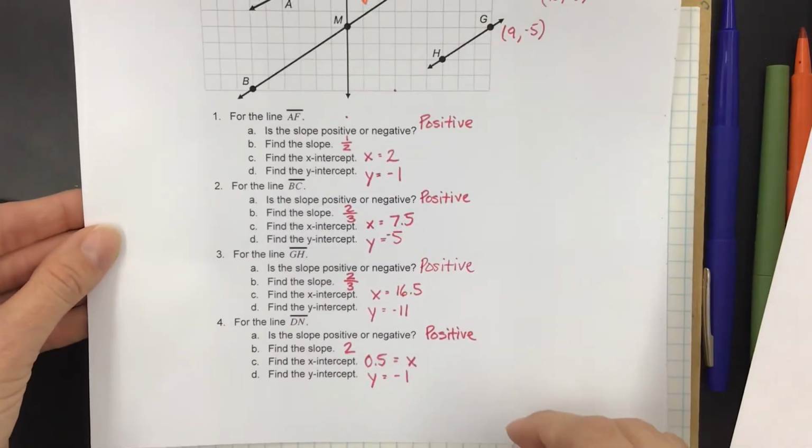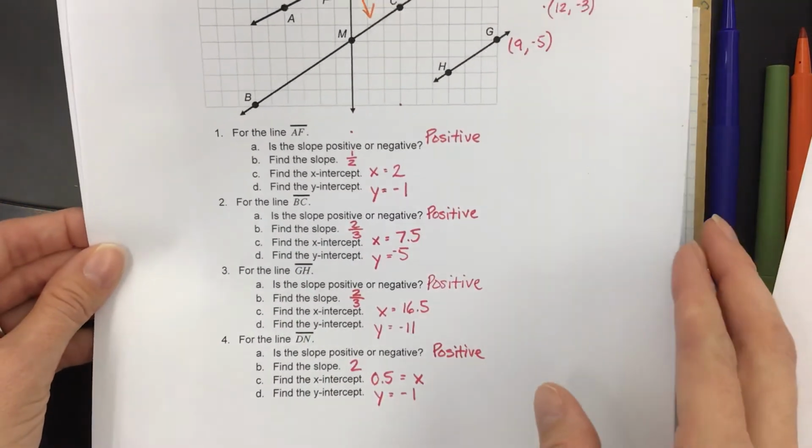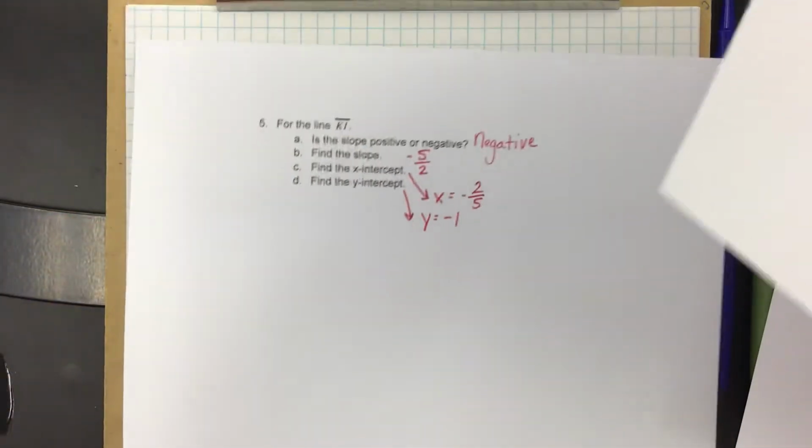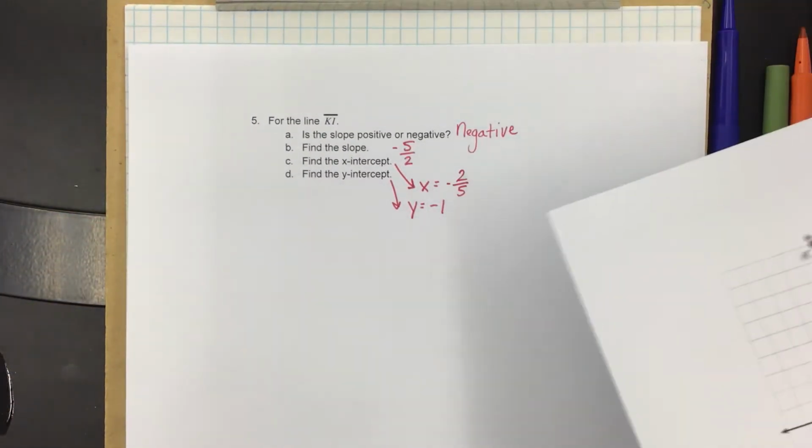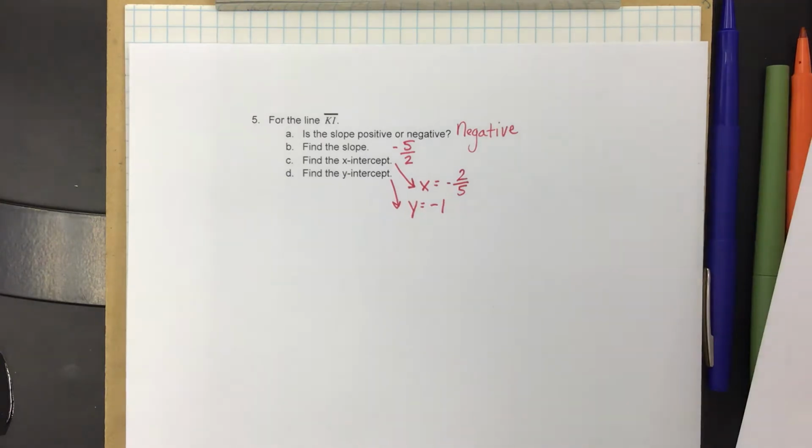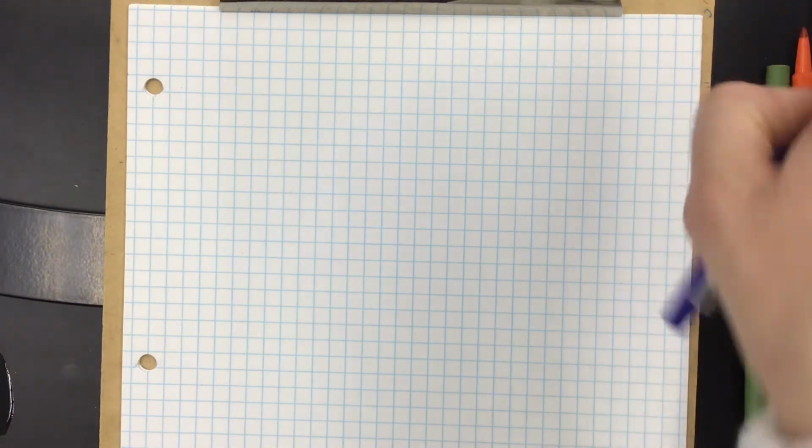I'm going to quickly show you the answers to the homework from last night. I know that number 5 was really hard, so if you didn't get the x-intercept, that's totally fine. And let's go ahead and get started. All right.